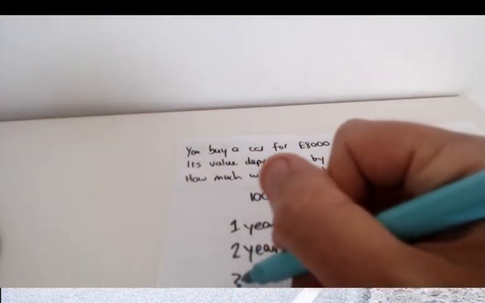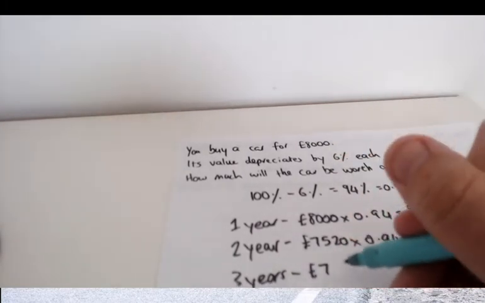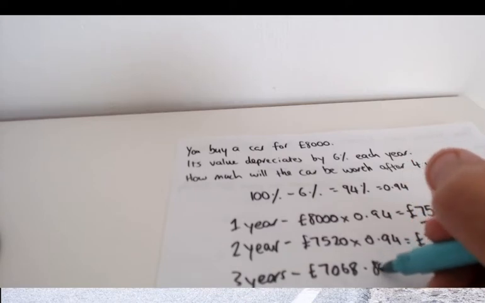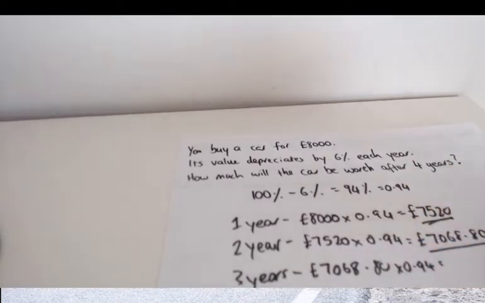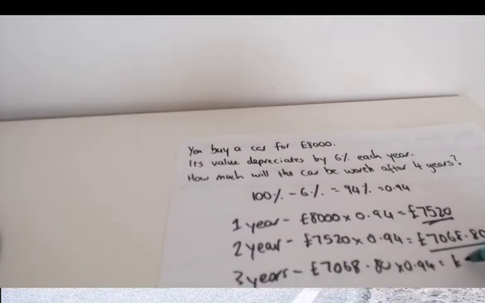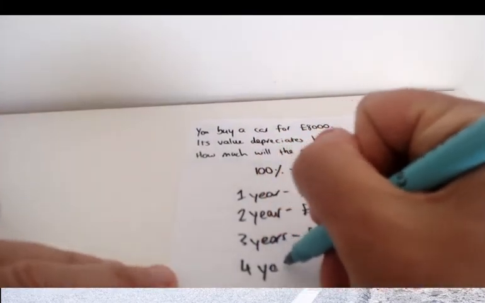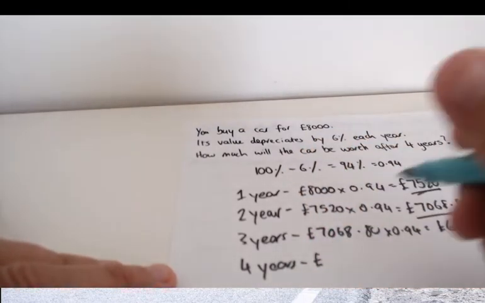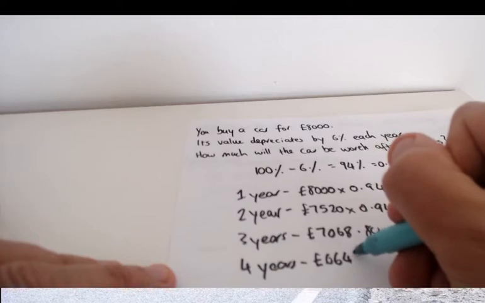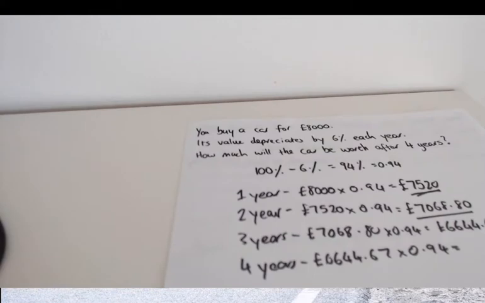If I want to do 3 years, again, I take my last answer, £7,068 and 80 pence, and I times it by 0.94. Check it on your calculator, you know we'll have to do a little bit of rounding here because it gives me an answer that's 3 numbers after the point and I only want 2. So that's the value after 3 years, and then finally after 4 years we take that value there, £6,644.67, and we times it by 0.94, and it will give me my final answer.